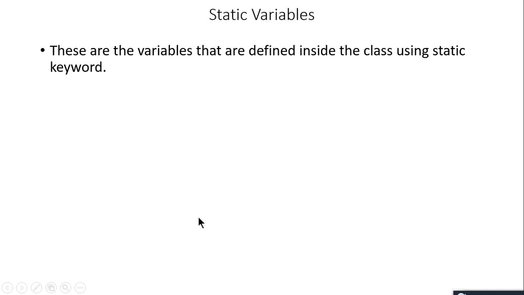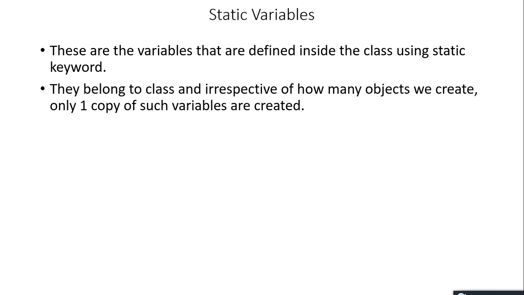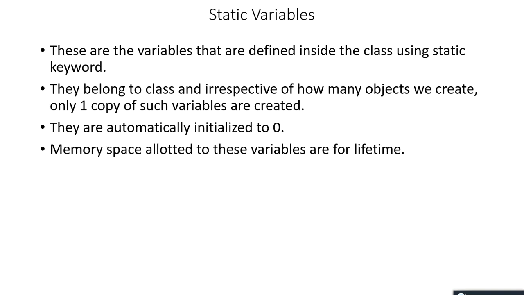Now what are static variables? If you define a variable inside the class using the static keyword, then these are called static variables or class variables. Irrespective of how many objects you create, only one copy of such variables is created, which belongs to the class rather than the objects. And as you must know, static variables are automatically initialized to 0, so same thing here, they will be initialized to 0.